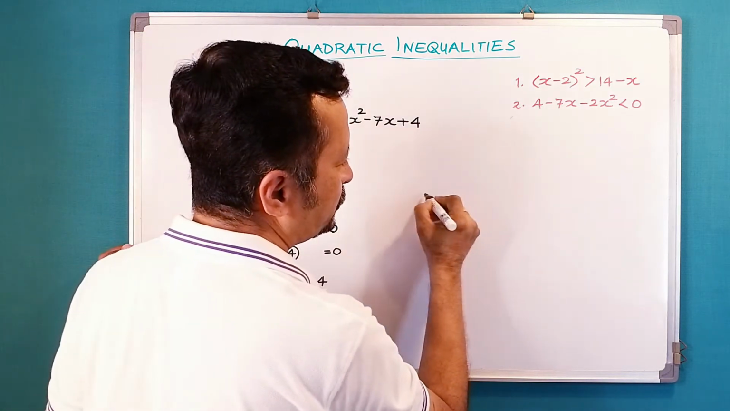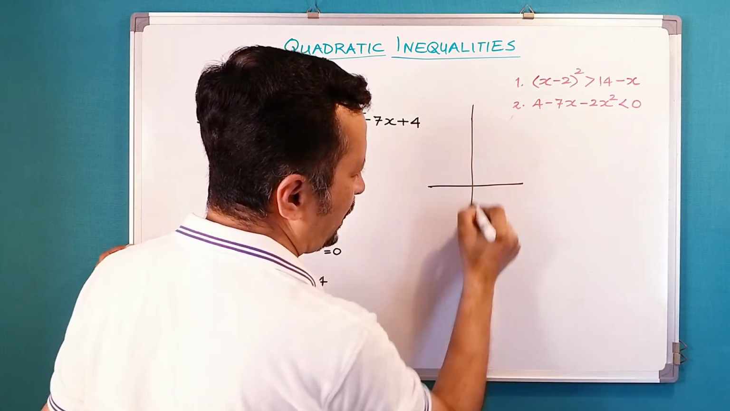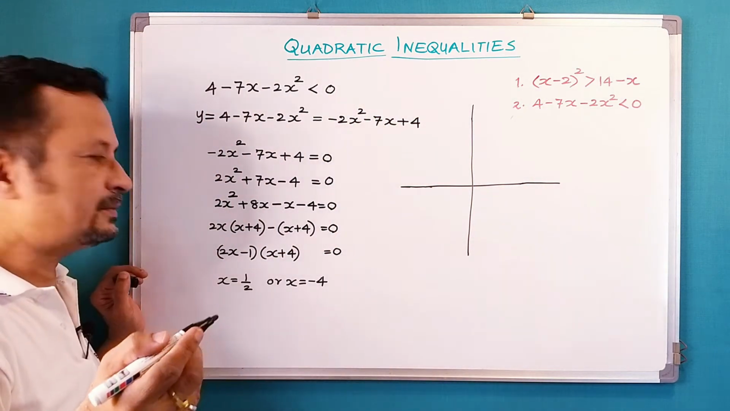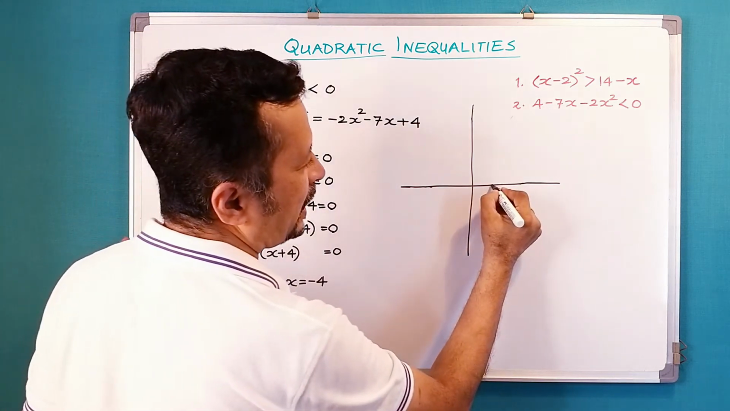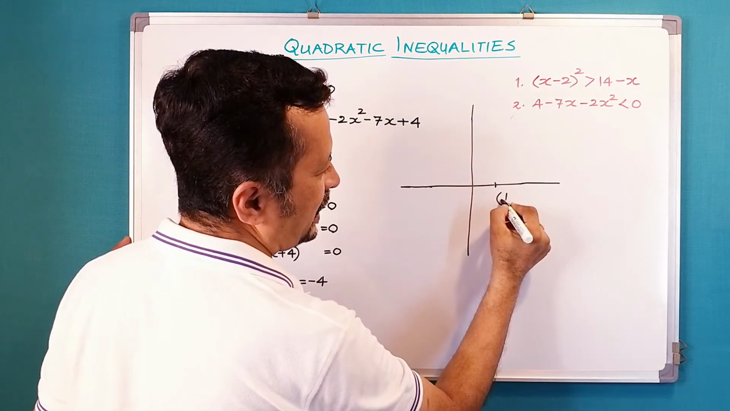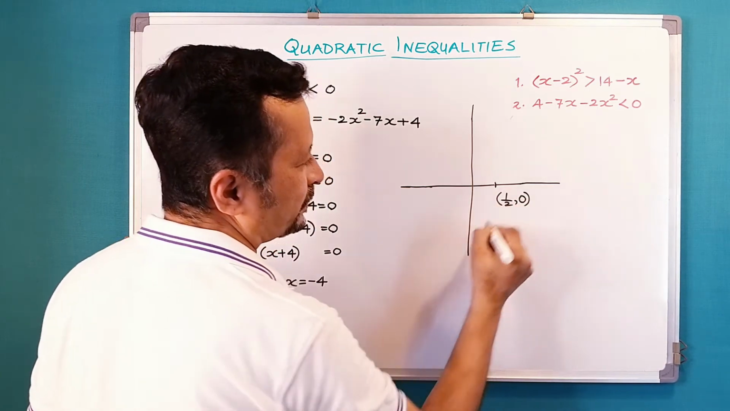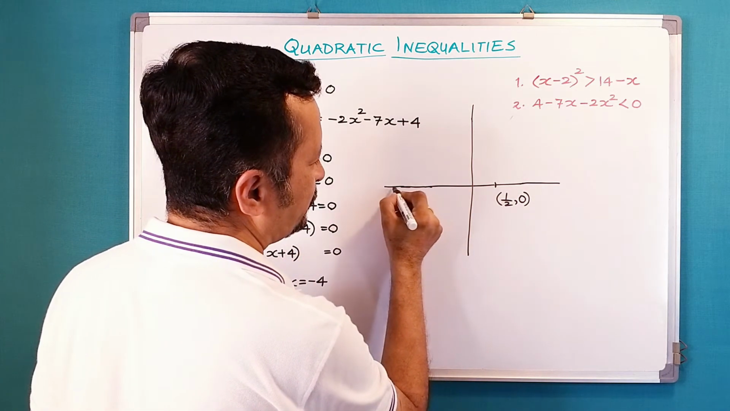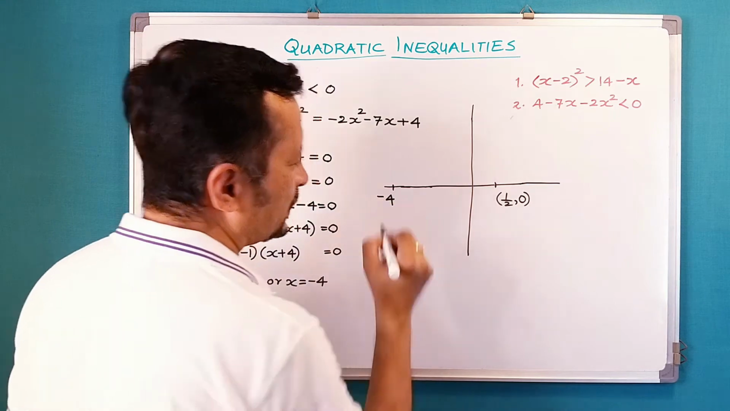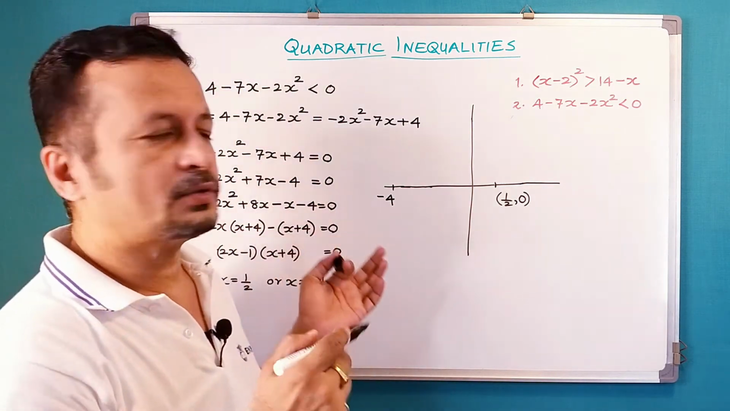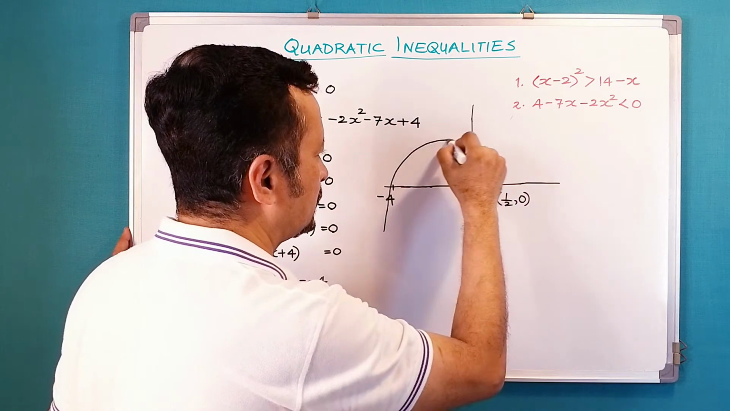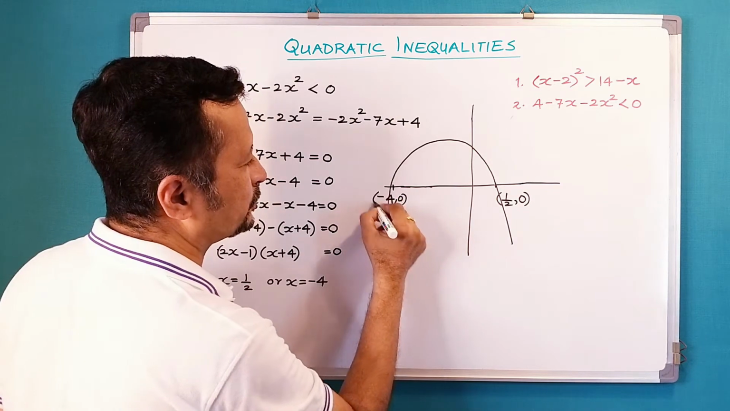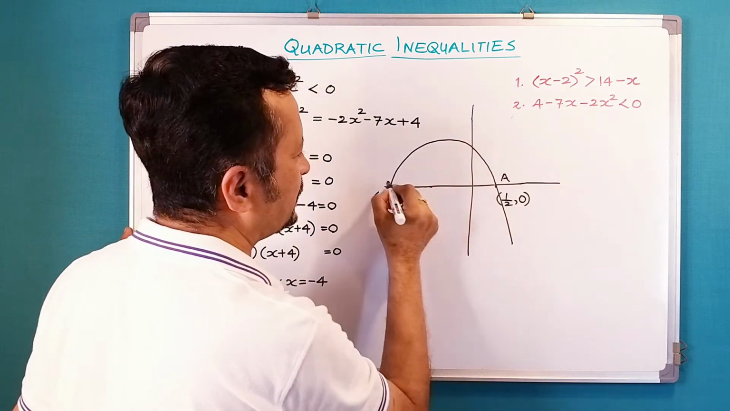So then if I try to plot the graph here, now as I said, it would be inverted U type. Okay, so x is equal to plus half, so this is half comma 0. And x is equal to minus 4, so 1, 2, 3, 4. It would be somewhere here, minus 4. And then the curve is going to be like this, something like this here. So minus 4 comma 0. I'll call this point A and this point B.